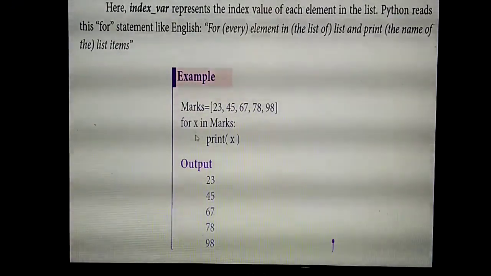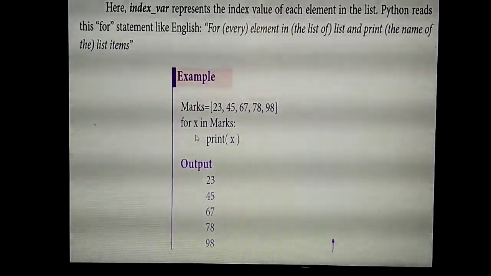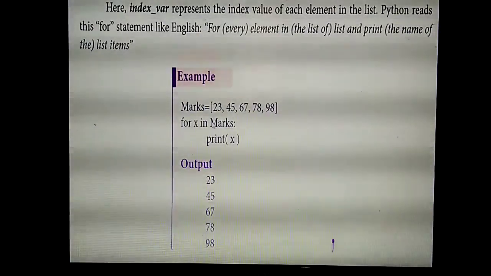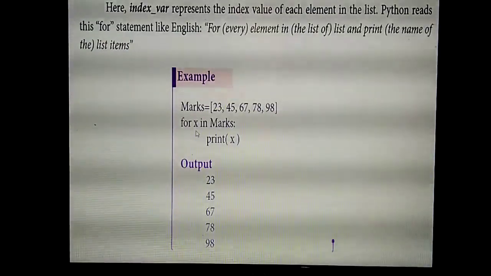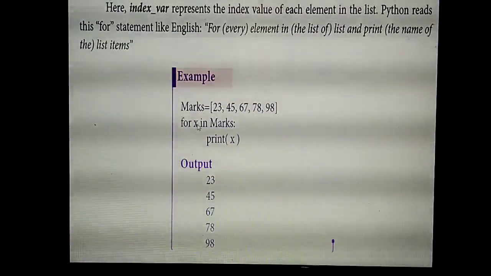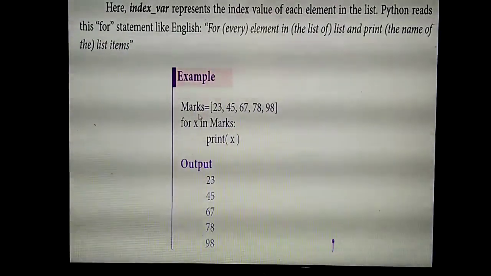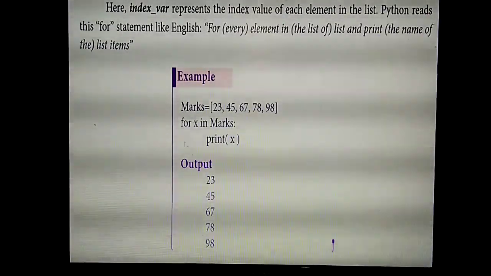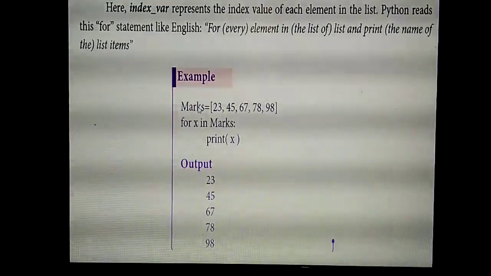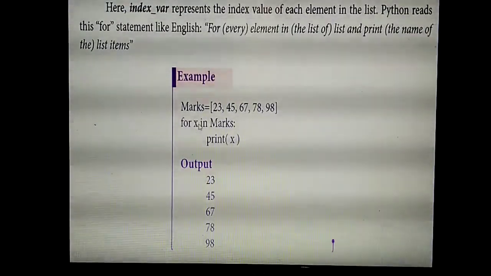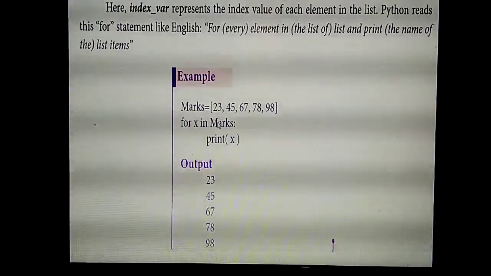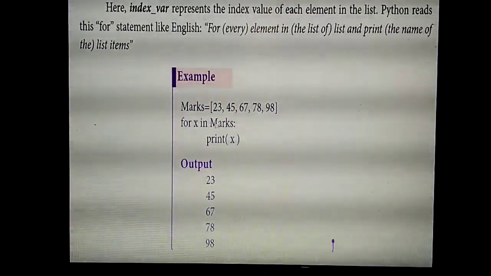Okay, so what's the syntax for using for loop? For list variable in list. What's the list variable here? X. So not list variable, index variable. In for loop you should assign some index variable in the list. So what's the index variable here? X. For X in, then list. What's the name of the list? Marks.